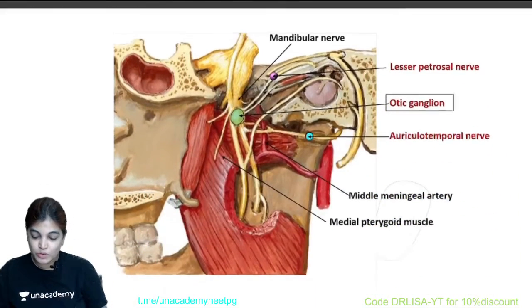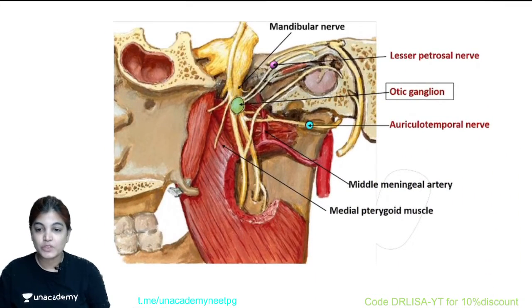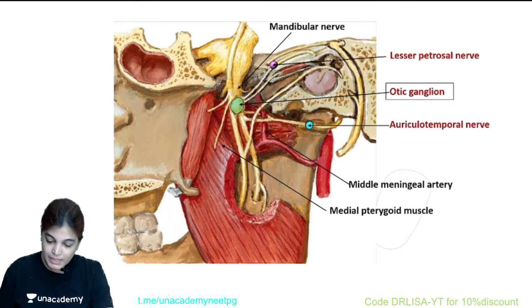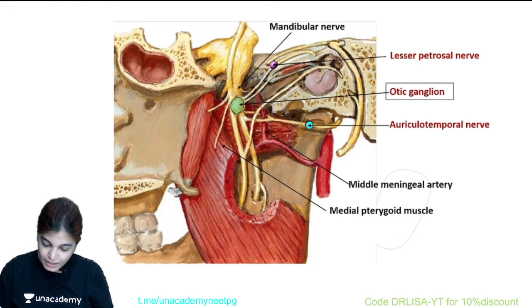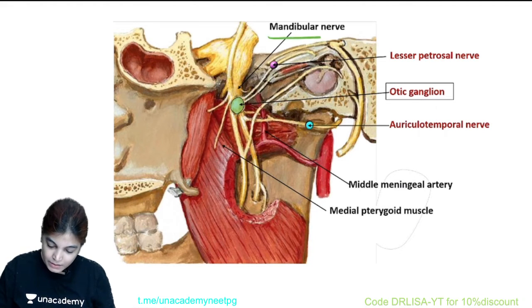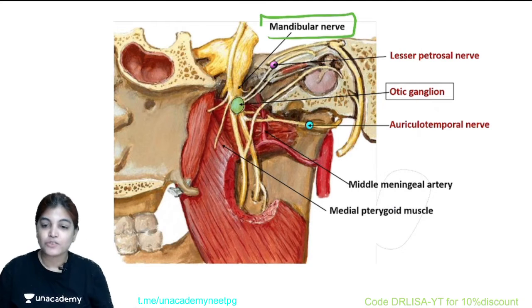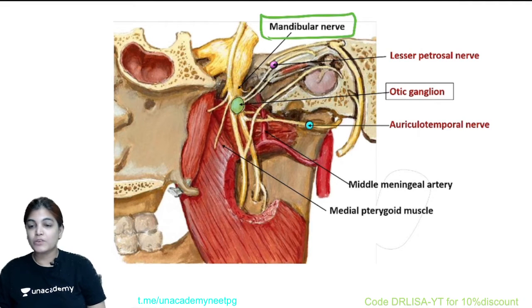So I am going to show you a diagram so that you can visualize this better. See here, in this diagram, the important part which can be visualized is the mandibular nerve. Can you see this mandibular nerve? Actually, the auriculotemporal nerve is a branch from the posterior aspect of the mandibular nerve.